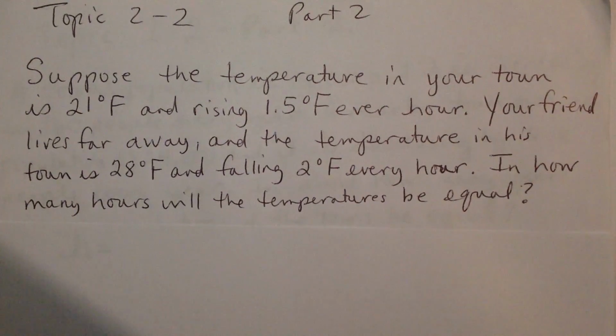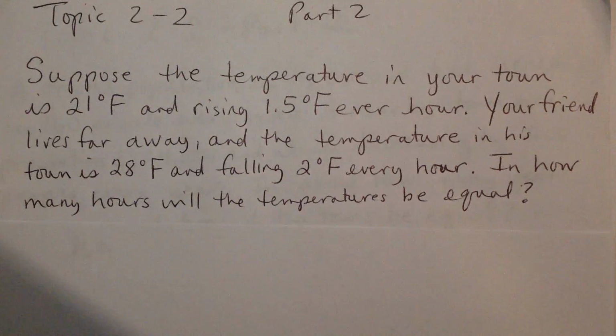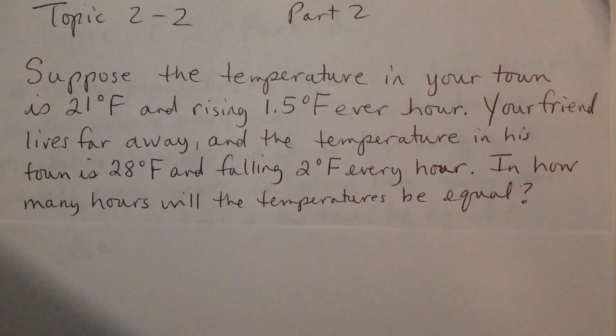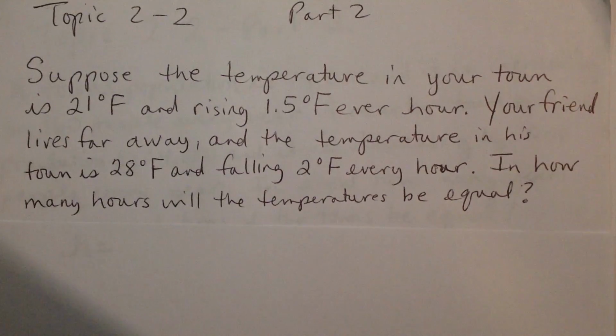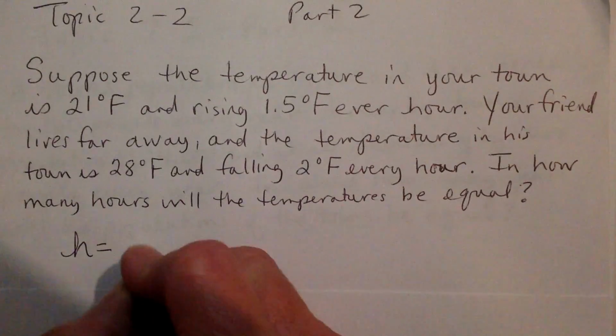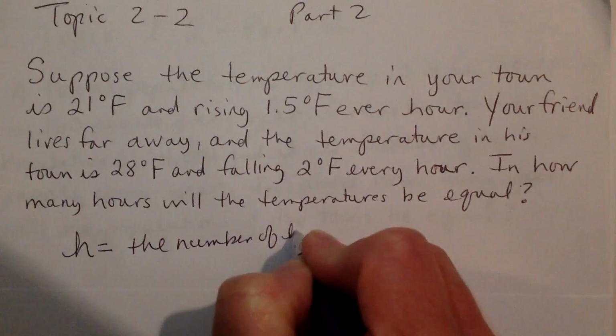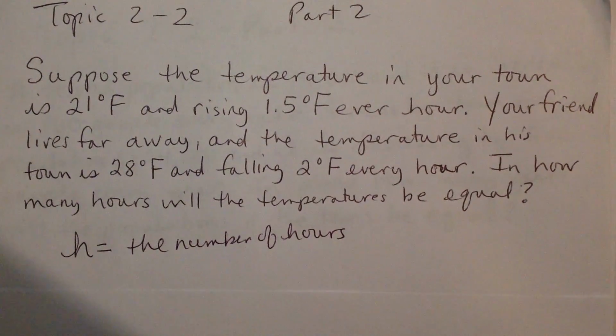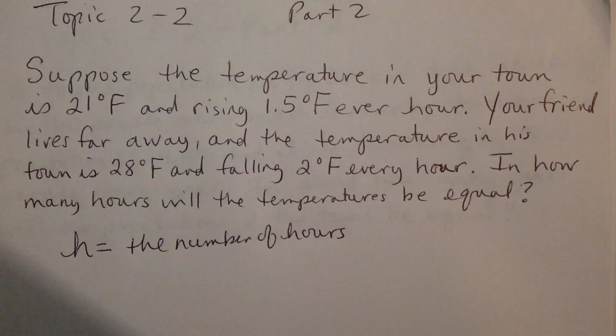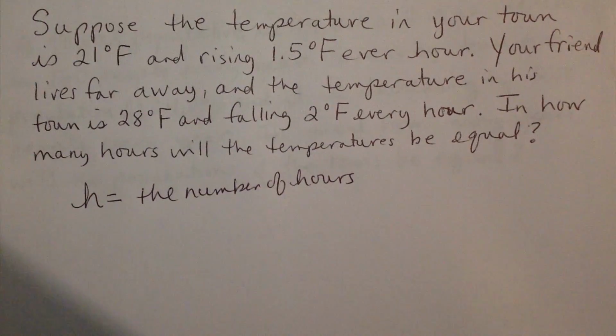The first thing that we'll need to do to solve this reading problem is determine a variable and the representation of the variable to help us find the question that they're asking. In how many hours will the temperature be equal? Therefore, I'm going to let H equal the number of hours. That's the first thing I'm going to do, is I'm going to let H represent the number of hours.